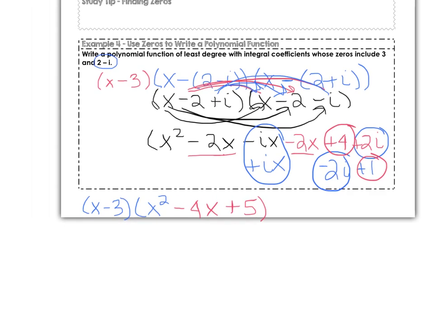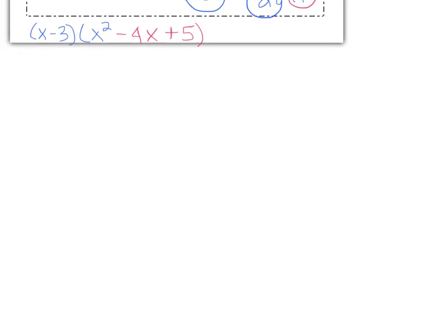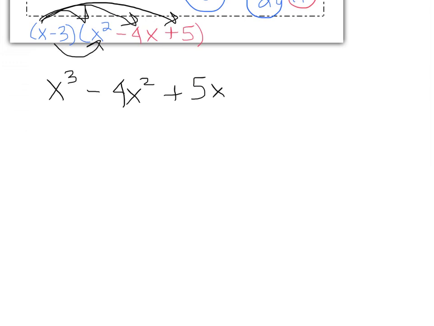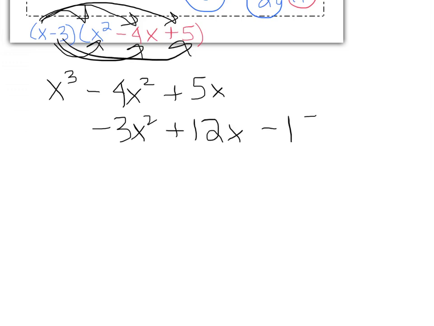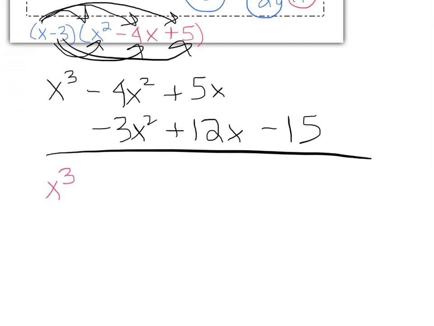So then lastly, we just need to distribute this x minus 3 times this x squared minus 4x plus 5. So we're going to keep multiplying. X times x squared, getting me x to the third. X times negative 4x, getting me negative 4x squared. X times positive 5, getting me 5x. And we keep going. Here's negative 3x squared. Here's going to be positive 12x. And then here is going to be a negative 15. Notice I kind of lined myself up to combine like terms, leaving me with x cubed, a negative 7x squared, a 17x, and a minus 15 as our polynomial.